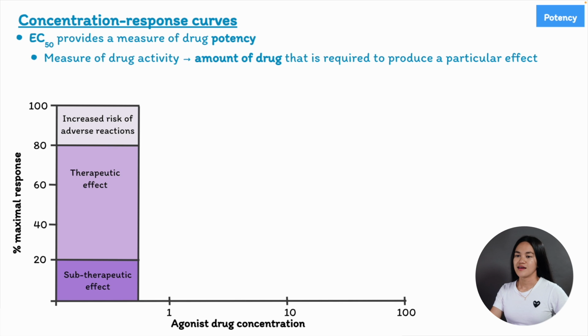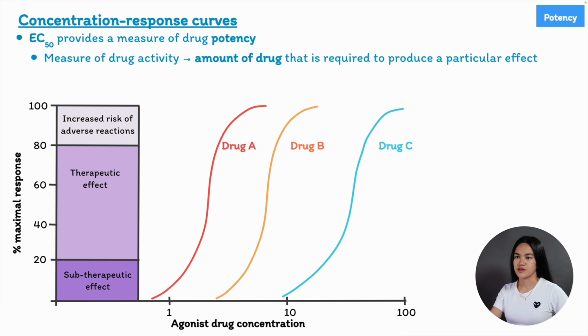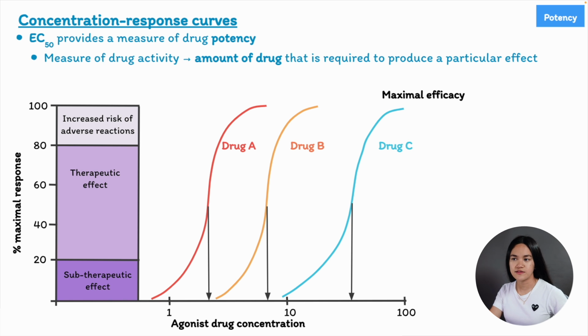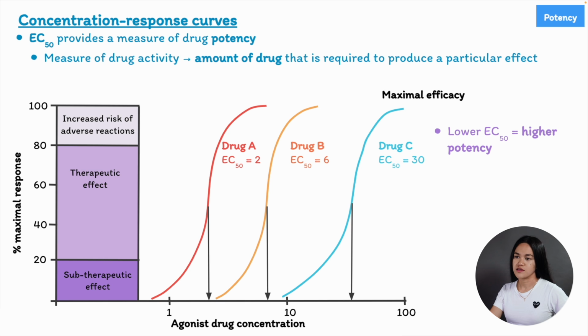Let's break this down. Let's say we have 3 agonist drugs, drug A, B, and C. It's all depicted in the CRC. These drugs have the same Emax, reaching the same maximum response level. The concentration at which the response is 50% of the maximum is marked across the curve, in the middle. This concentration is the EC50 for each drug. In this example, drug A has an EC50 of 2, drug B of 6, and drug C has an EC50 of 30. The drug concentration that produces 50% of the maximum response is what determines these EC50 values.